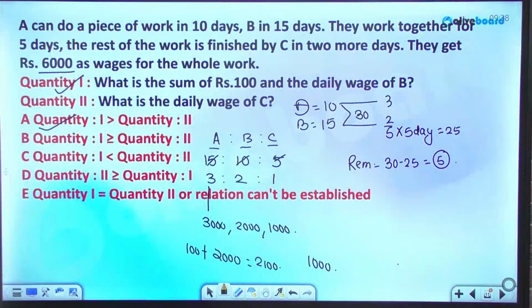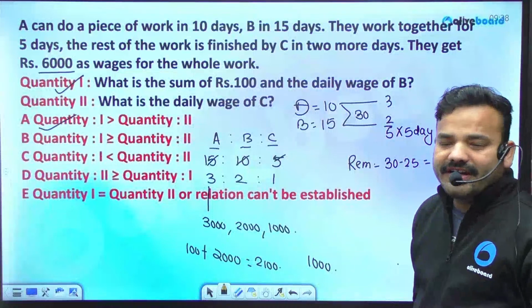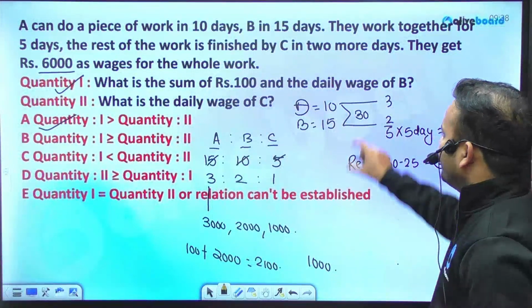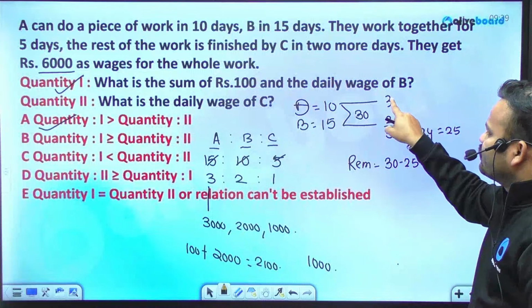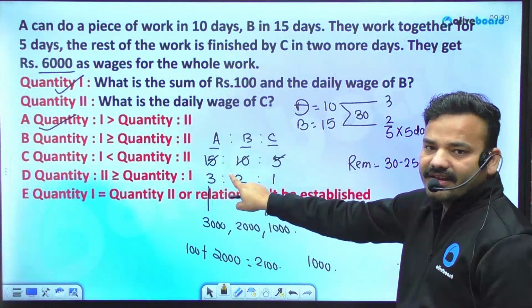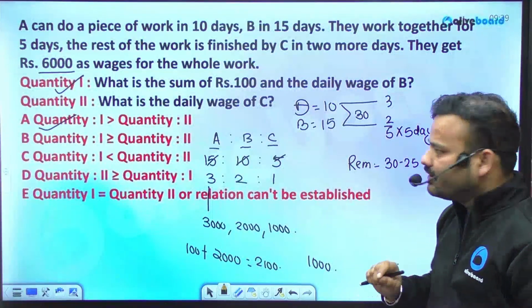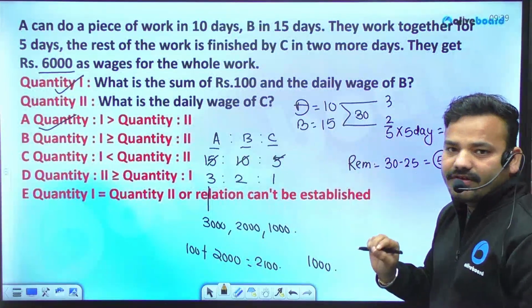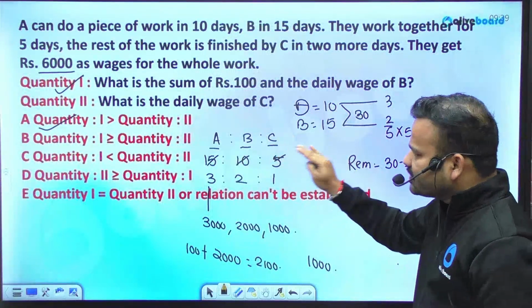Three is to 2 is to 2.5. Why 2.5? See, efficiencies and days are not needed, only work is needed. LCM was 30, they work for 5 days. In 5 days, he has done 5 into 3, 15 work. He has completed 10 work. And C has completed the remaining work. In how many days, it won't matter. So C has completed 5 units of work. So he will be given for 5 units of work. उसको 5 वर्क का पैसा मिलेगा.